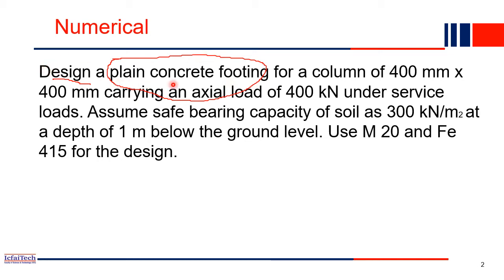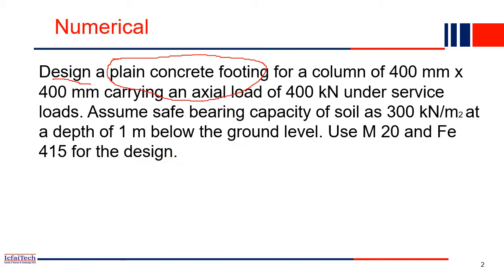Design a plain concrete footing for a column of 400 mm by 400 mm carrying an axial load of 400 kilonewton under the service loads. Assume the safe bearing capacity of the soil is 300 kilonewton per meter square at a depth of 1 meter below the ground level. Use M20 and Fe415 grade of concrete and steel for the design. So these parameters are given.